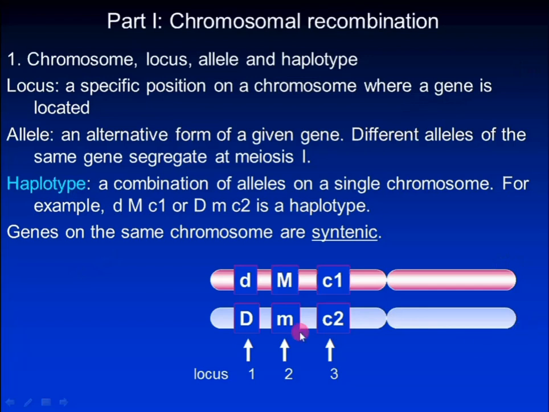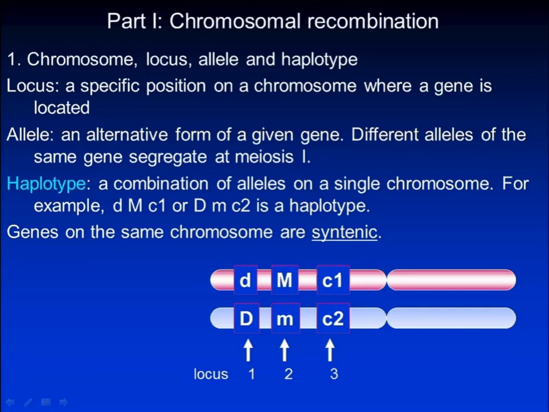Locus is a specific position on the chromosome where a gene is located. Allele is an alternative form of a given gene. For example, at this locus, there are 2 alleles. Same for locus 2 and locus 3.